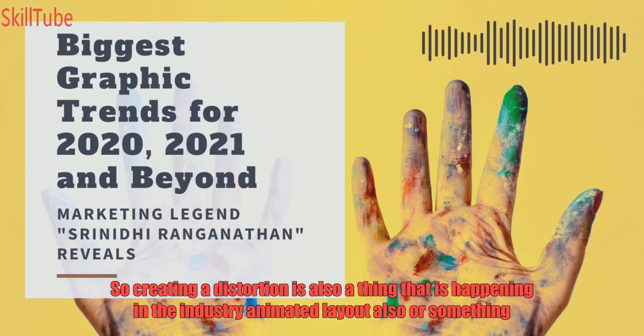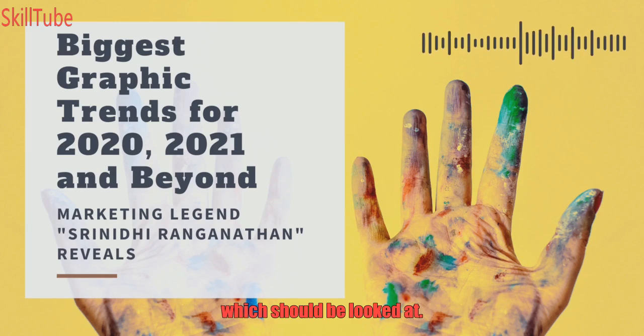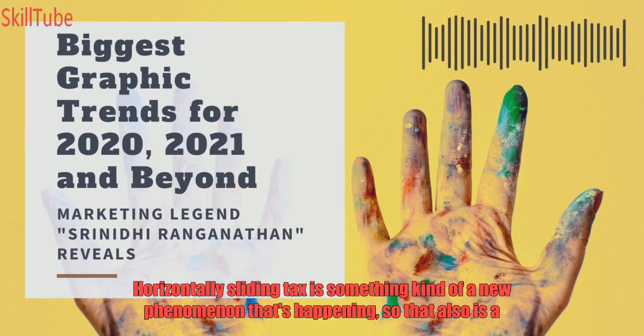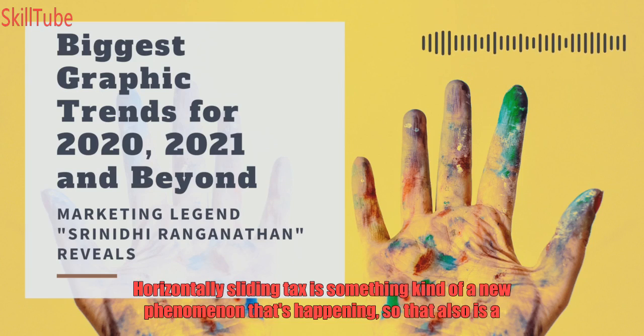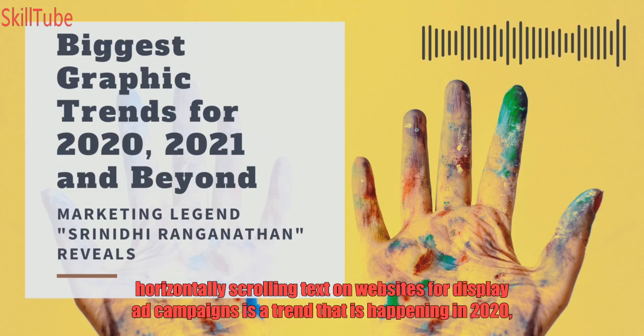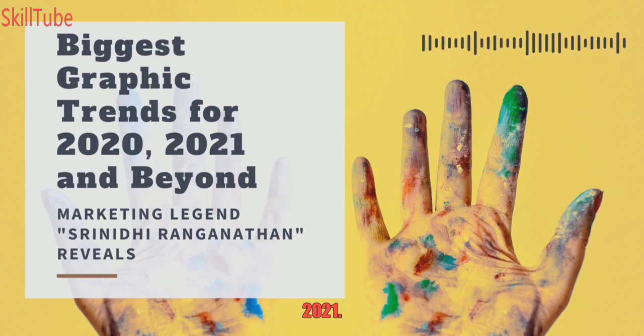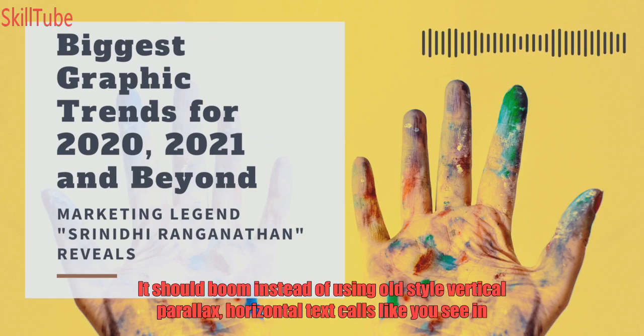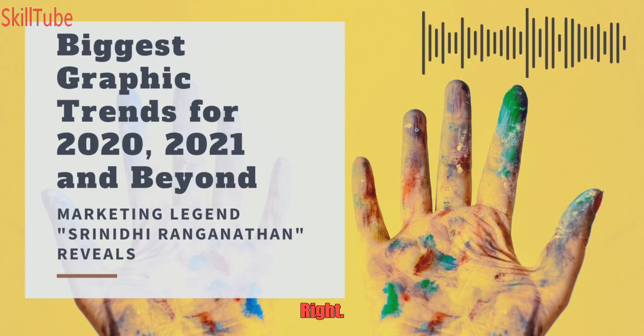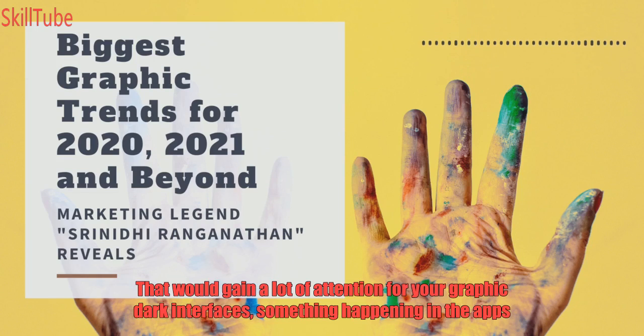Animated layouts also are something which should be looked at. Horizontally sliding text is a new phenomenon that's happening. Horizontally scrolling text on websites for display ad campaigns is a trend that is going to boom in 2020, 2021. Instead of using old style vertical parallax, horizontal text scrolls like you see in the news channels would gain a lot of attention for your graphic.